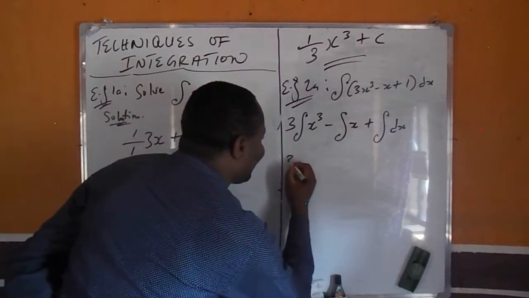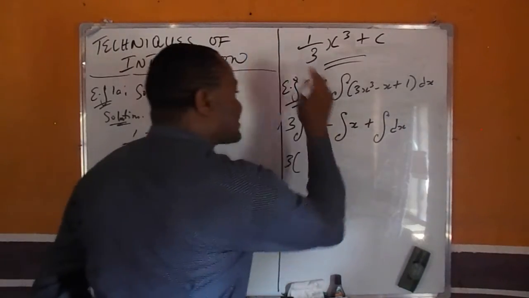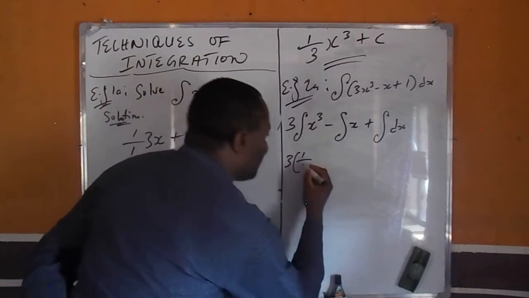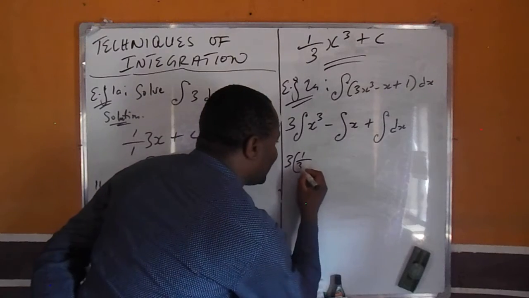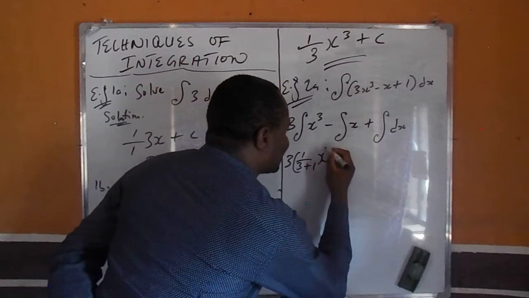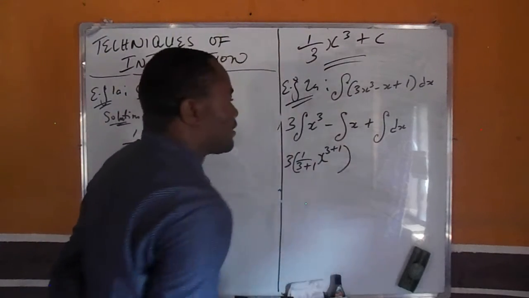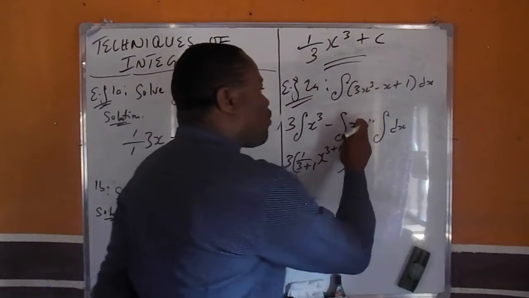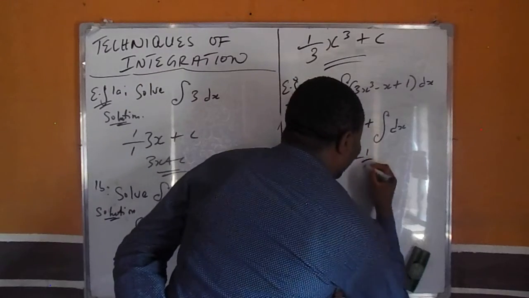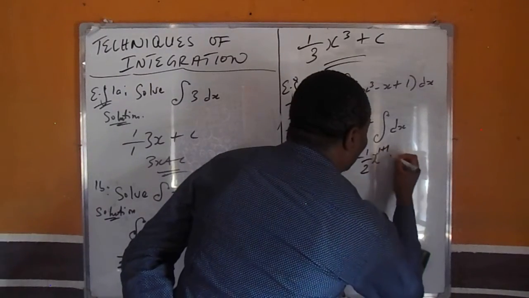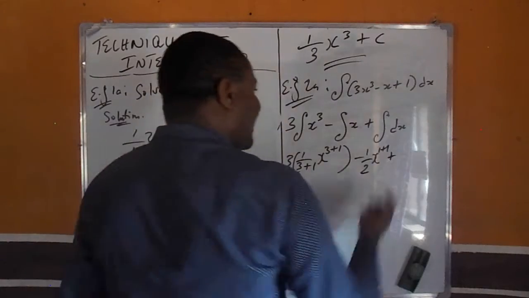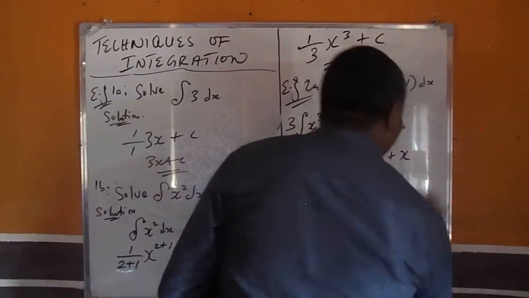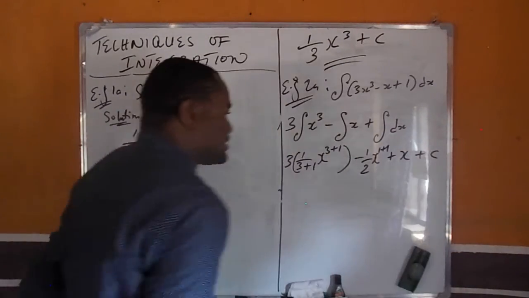Then this is 3 in brackets, x raised to power 3. When this 3 comes, it will be 1 all over 3 plus 1, 4. So you get 3 plus 1, x raised to power 3 plus 1, bracket close, minus this. It means it's raised to power 1. When it comes here, it will be 2. 1 all over 2, x raised to power 1 plus 1, plus, what is it? Integral dx will give us what? Plus x. We now have plus the constant c.